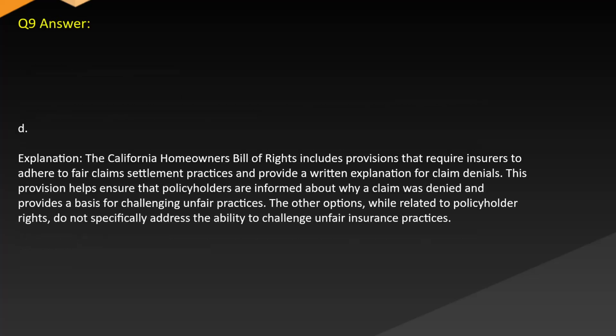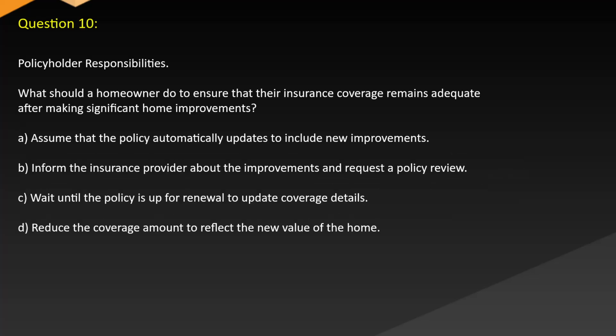Answer D. Explanation. The California Homeowners Bill of Rights includes provisions that require insurers to adhere to fair claims settlement practices and provide a written explanation for claim denials. This provision helps ensure that policyholders are informed about why a claim was denied and provides a basis for challenging unfair practices. The other options, while related to policyholder rights, do not specifically address the ability to challenge unfair insurance practices.